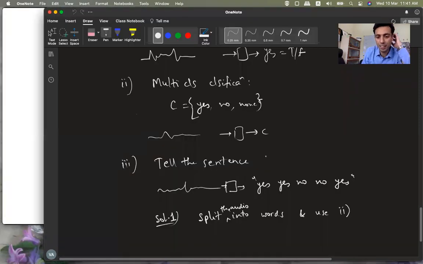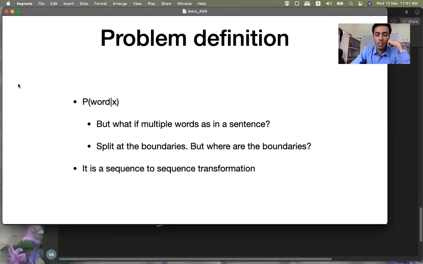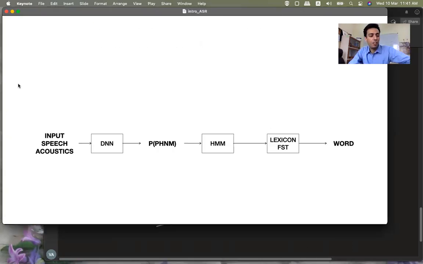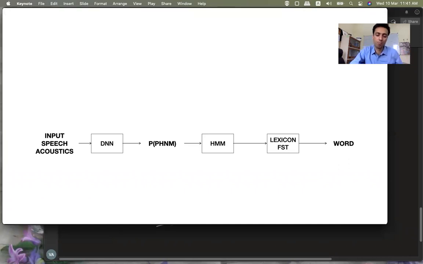And that is why we use hidden Markov models. Hidden Markov models are useful for sequence to sequence transformation. Does anybody have any questions here at this moment?